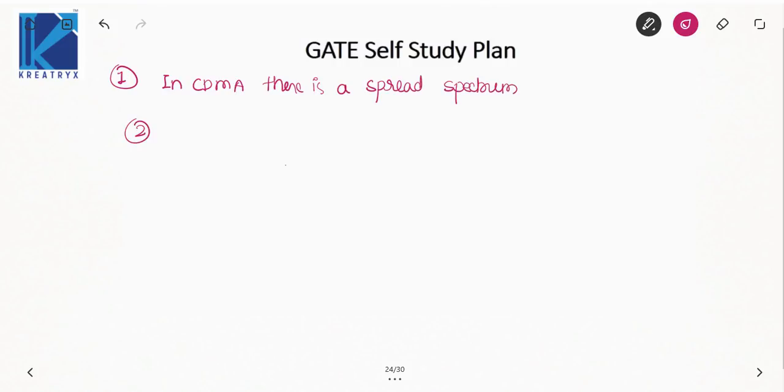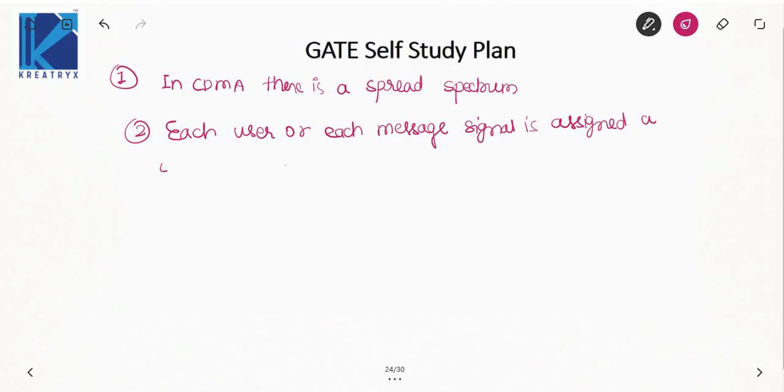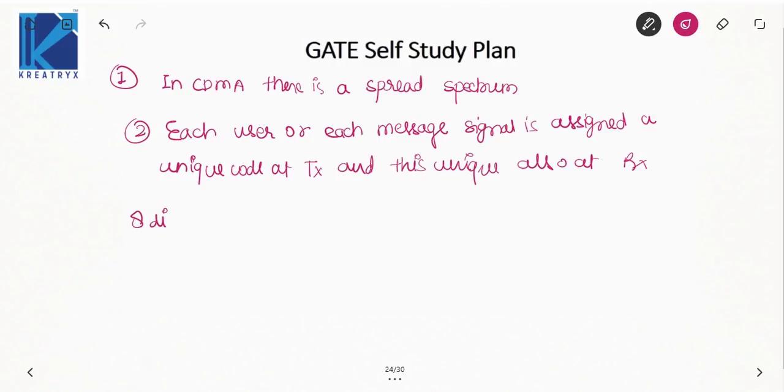Second point is, each user or each message signal is assigned a unique code at the transmitter, and this unique code is also assigned at the receiver. So if I say that I have 8 different codes, then how many users can I accommodate? Obviously if I am giving different codes to different users, I can accommodate 8 users only.